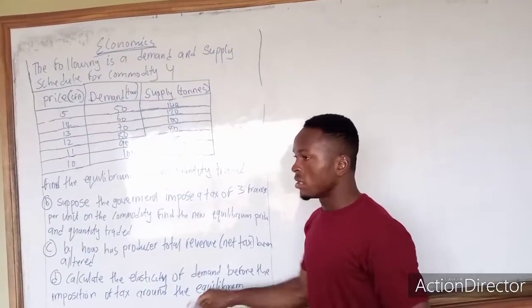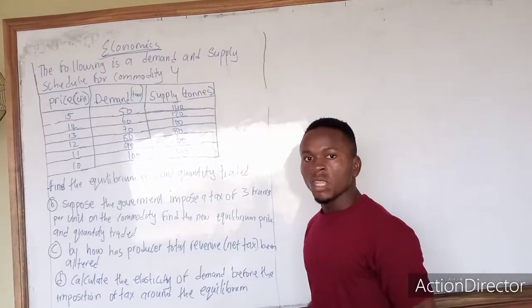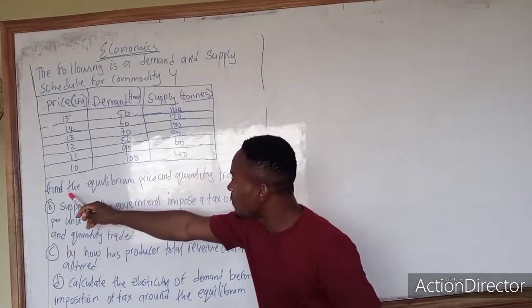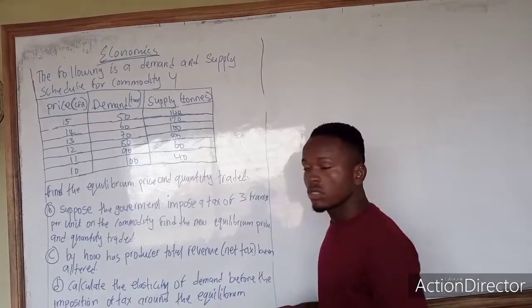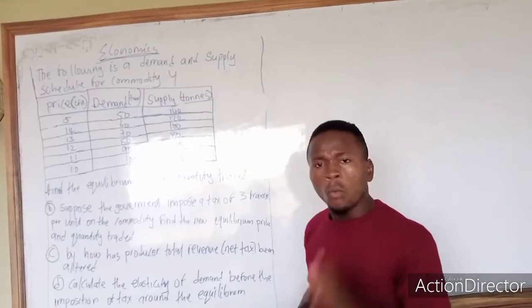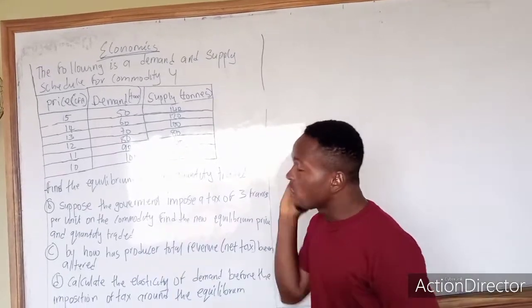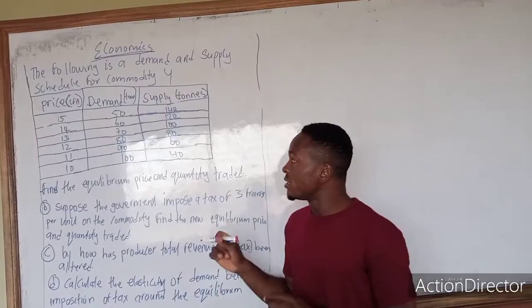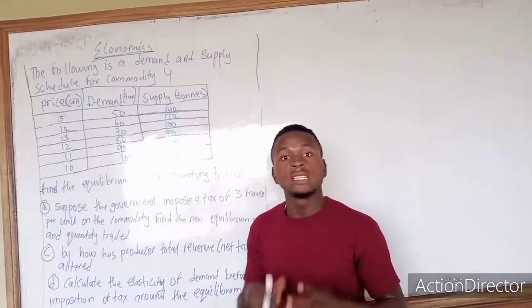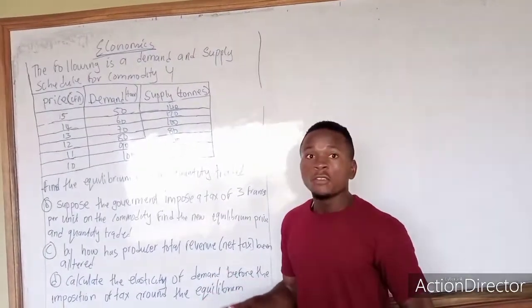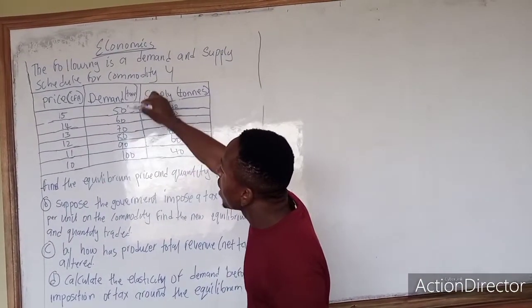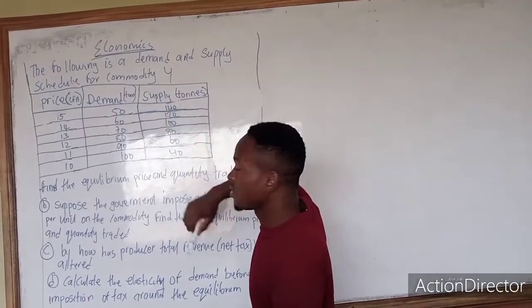Now, the first question, they say, what then is the equilibrium price? That is, find the equilibrium price and quantity traded. Now, what is equilibrium price? Equilibrium price is when the quantity demanded of a commodity is equal to the quantity supplied. Now, what is the equilibrium price in this question? The equilibrium price will be found where the quantity demanded is equal to the quantity supplied.